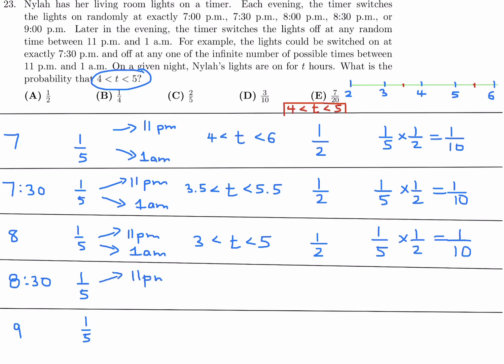8:30, again, the interval is the same in terms of its endpoints, but this t is not the same. That is going to be 2.5 and 4.5. And that would be 2.5 to 4.5. So from there to there, we want it to be between 4 and 5. Well, the only time it's going to be between 4 and 5 is between 4 and 4.5, and that represents 1/4 of that interval. So this is going to be 1/4 this time. Now the probability is 1/5 times 1/4, which is 1/20.